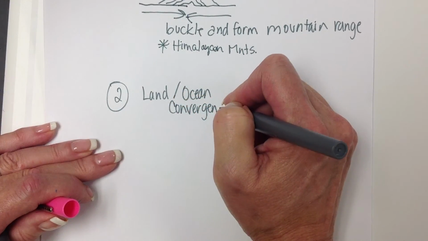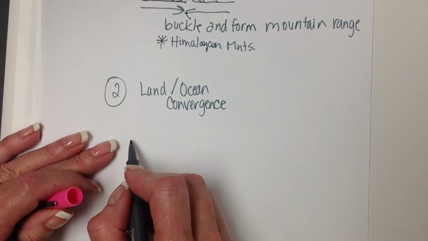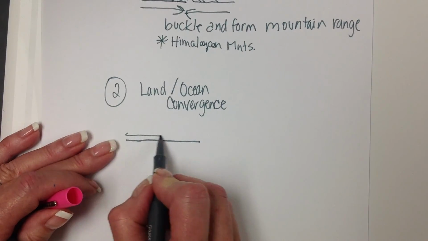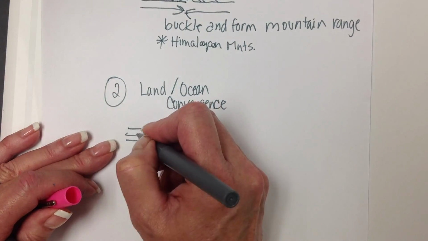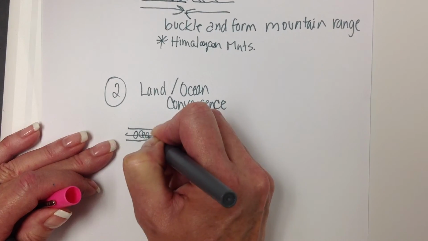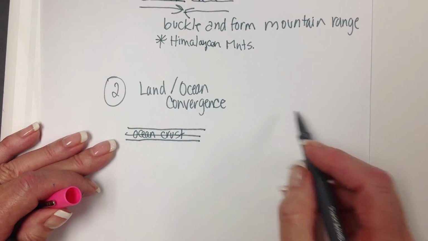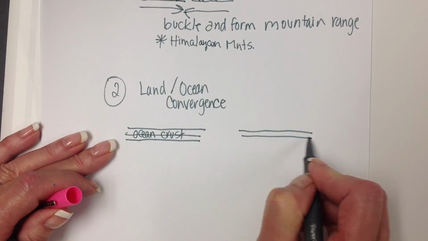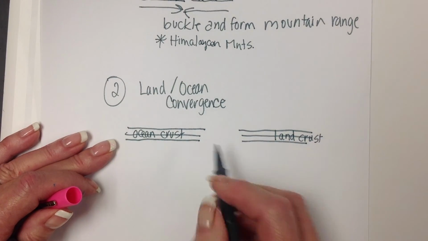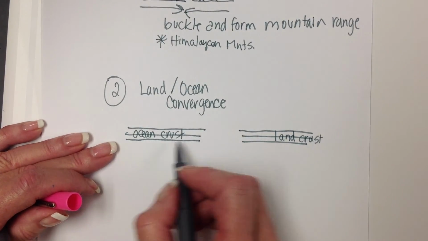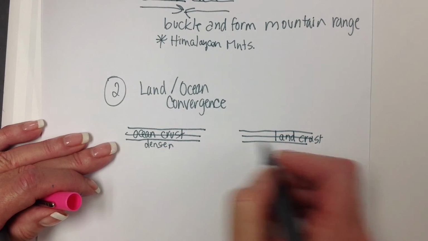Convergence, once again, coming together. So land rock is usually less dense. So if we have our lithospheric crust, and let's say this is our oceanic crust, so this lithospheric crust is carrying the ocean on top of it. Over here we have continental crust or land crust. Okay, so when these two come together, this one is denser. The crust is denser. So this is less dense and this is denser.